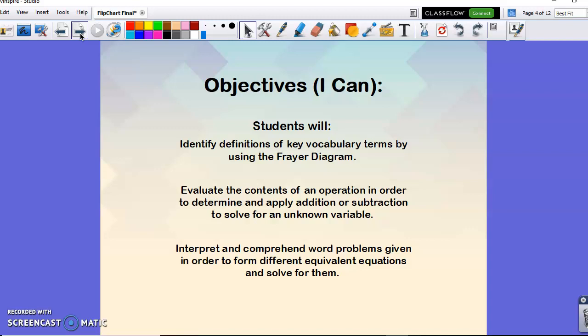The last objective is students will interpret and comprehend word problems in order to form different equivalent equations and solve for them. The evidence of this is that the students will be able to share their work and answers to the problems during class with their classmates and with myself as well.